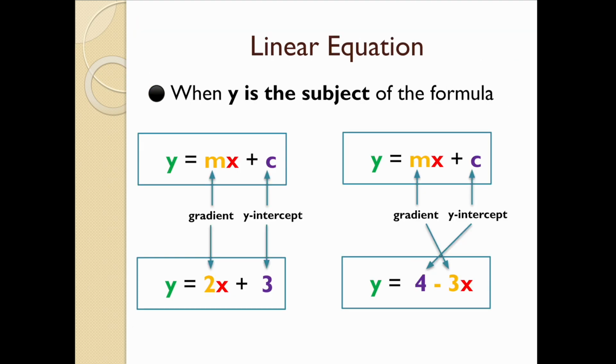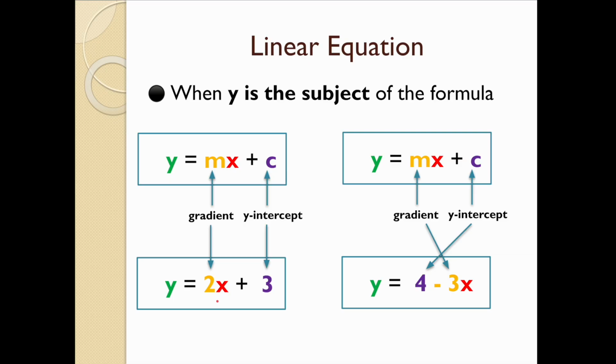We said when y is the subject of the formula, that is when we can do this, in the sense of saying that the value next to the x is the gradient, and that the constant, the positive or negative value, whatever value we have here that does not have a variable x attached to it, is the y-intercept. We can only do this when y is the subject of the formula. So as you can see here, m is the gradient, c is the y-intercept.